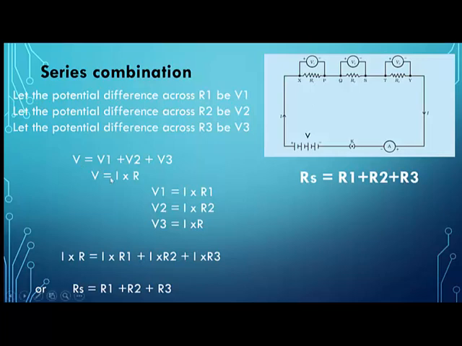Now from Ohm's law we know V is equal to IR. So V1 should be I into R1. What should be V2? I into R2. Yeah, here please write R3. I have missed out one R3 here. What is V3? I into R3.